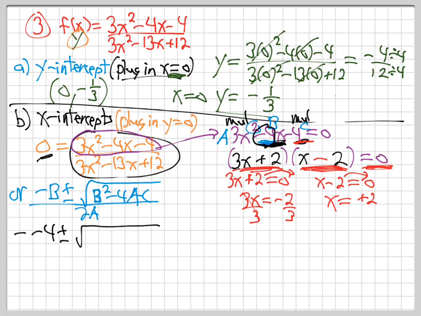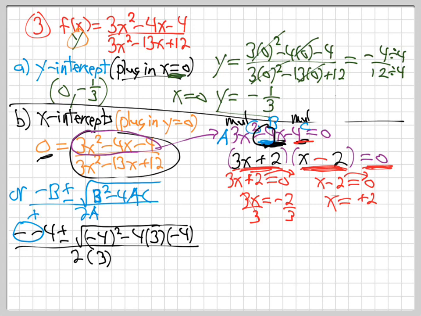Plus or minus the square root of b squared, -4 squared, minus 4 times a, which is 3, times c, which is -4, all over 2a, 2 times 3. Okay, so what does that equal? Well, the two negatives here become positive, so it's regular 4, plus or minus the square root. -4 squared is 16. Now, watch your negatives here. Negative times positive times negative. That's two negatives. It's going to be positive. Multiply those in your calculator, you'll get 48 all over 6.